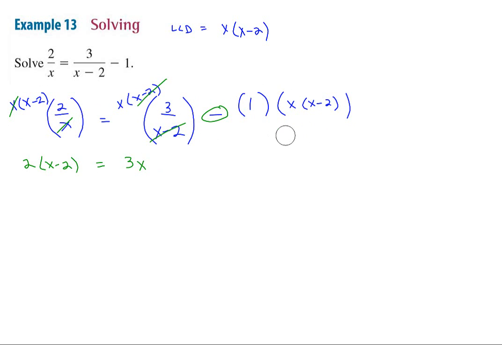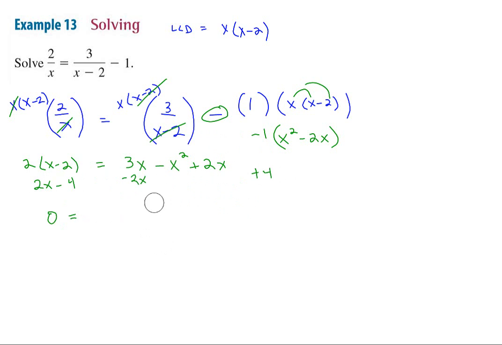So over here, this is x squared minus 2x, right? If we distribute this, times the negative 1, it gives you negative x squared plus 2x. We've got a quadratic. Let's set it equal to 0. So over here we have 2x minus 4. If we set it equal to 0, it looks like we're going to minus 2x, add 4.